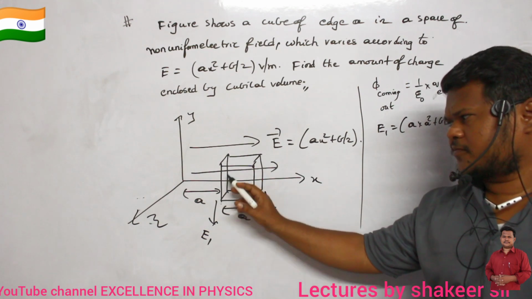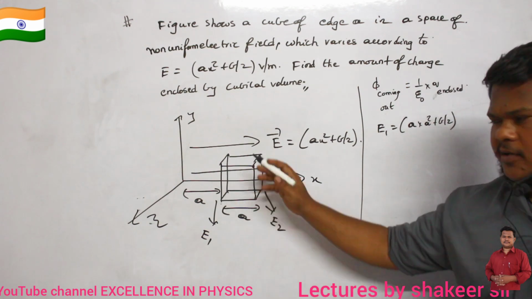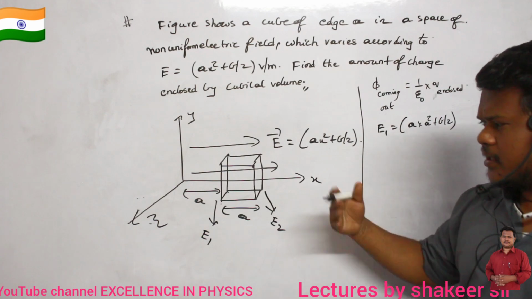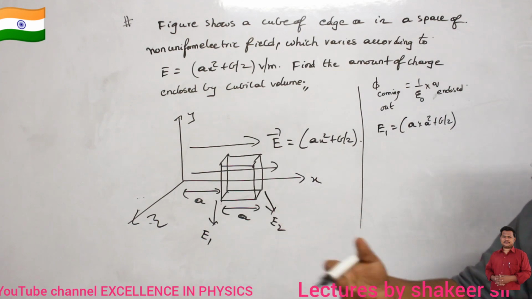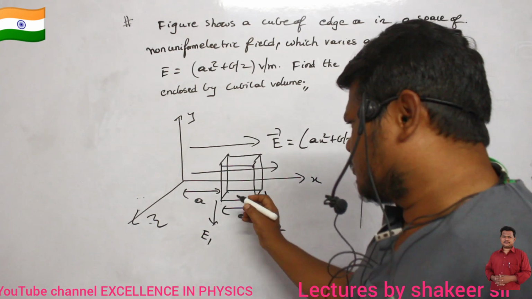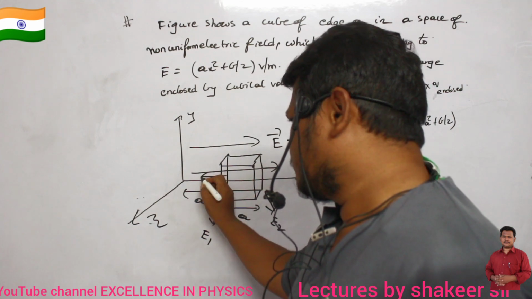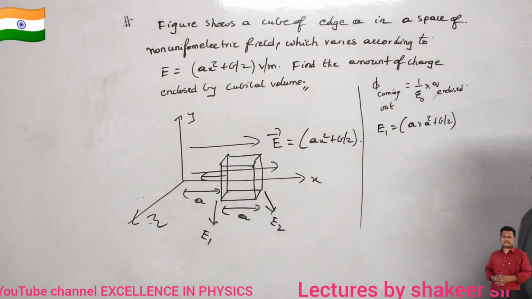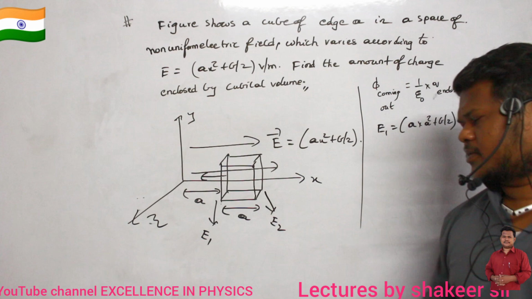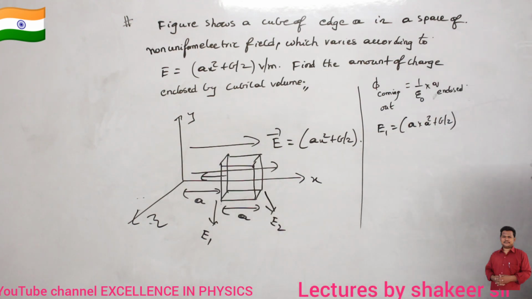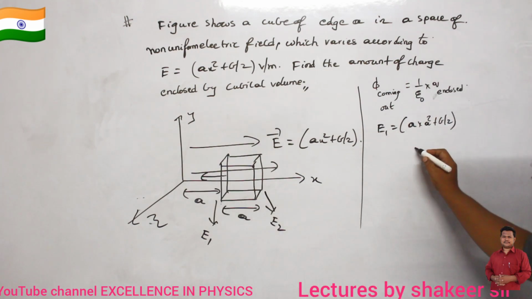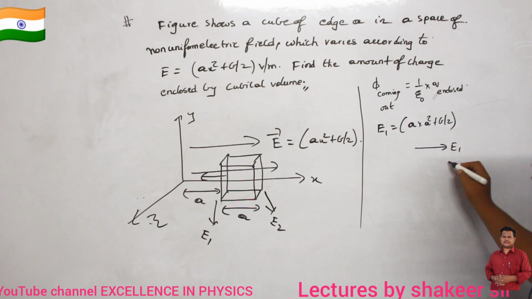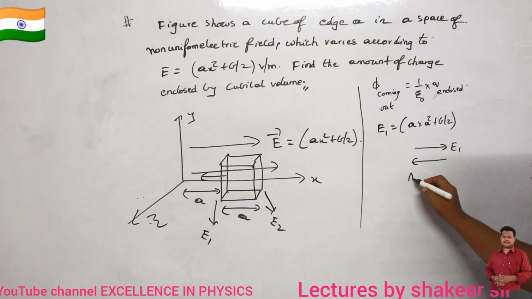Here, what is the direction of area? Area of the cube, area of one face of the cube. Area is always the outward drawn normal, no? So, this is the direction of area. Area is in this direction, and the electric field is in the opposite direction. This is the direction of electric field, and this is the direction of area.